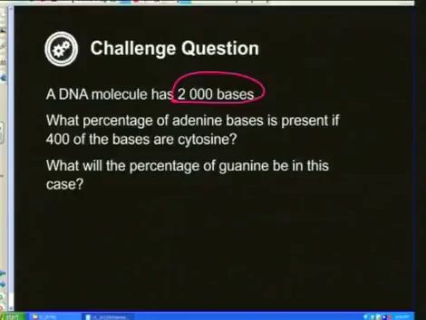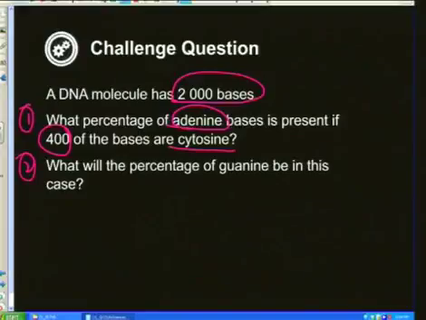What percentage of adenine bases is present if 400 of the bases are cytosine? That's the first part of the question. The second part of the question: in the same case, what will be the percentage of guanine?